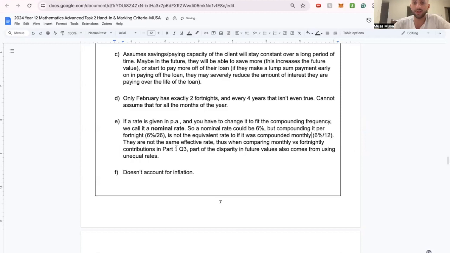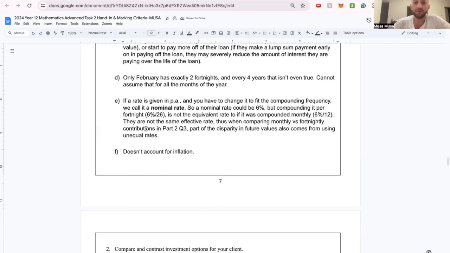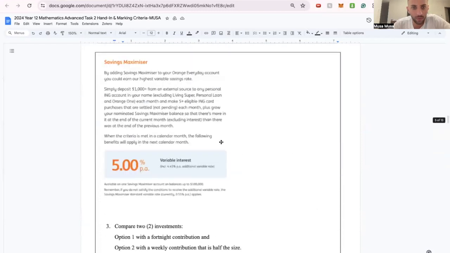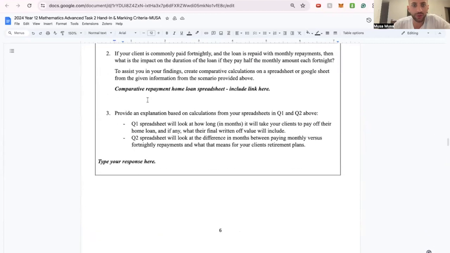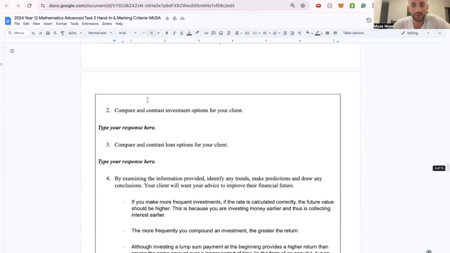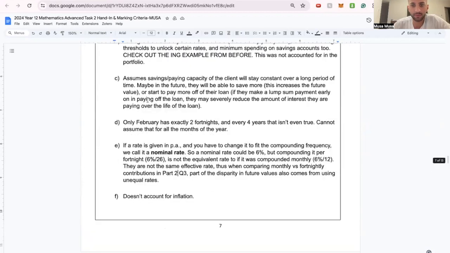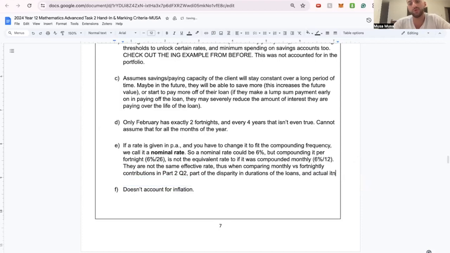Monthly and fortnightly contributions in part two, question three. Part of the disparity in future values also comes from using unequal rates. Where was that? Part two, question two. Sorry. Part two, question two: disparity in the durations of the loans, and actual interest.